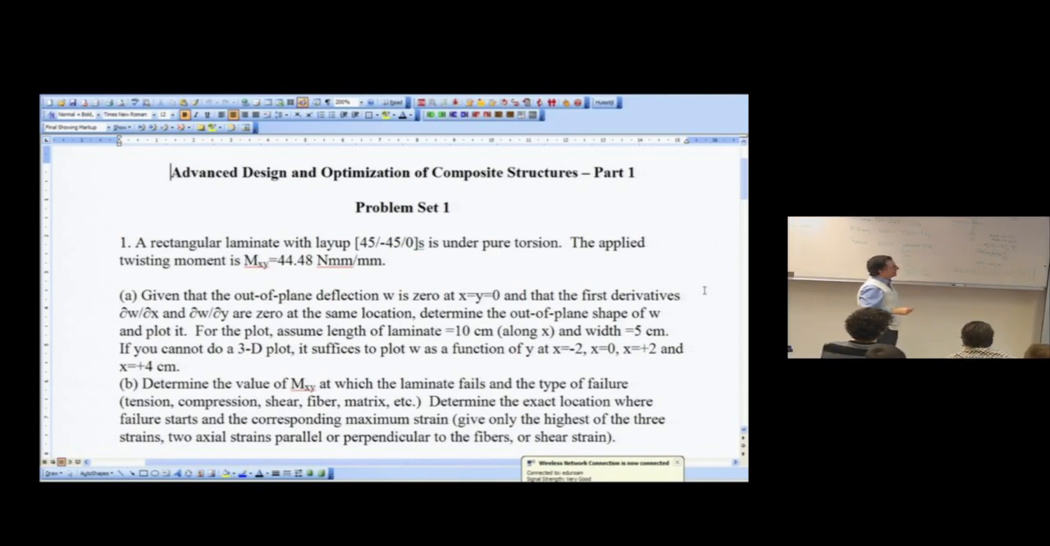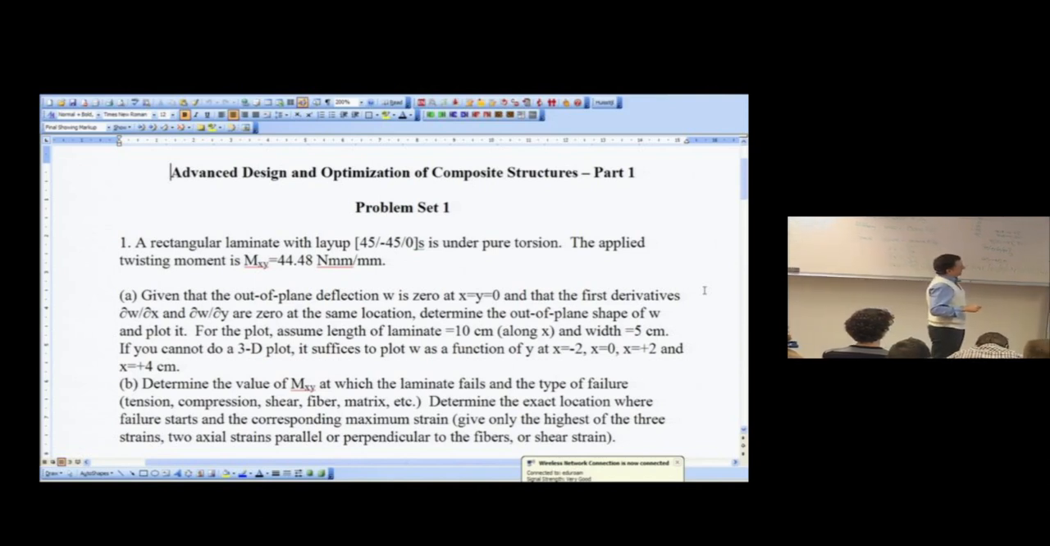And the twisting moment, Mxy, or the torque T, is 44.48 Newton millimeters per millimeter. Remember, these Mxy are, in classical laminate plate theory, per unit width. So these are per millimeter width. And why the value is obscure is if you actually translate this to English units, it will be a very nice round number, but still I'm using English units because of my background. So that's the applied load.